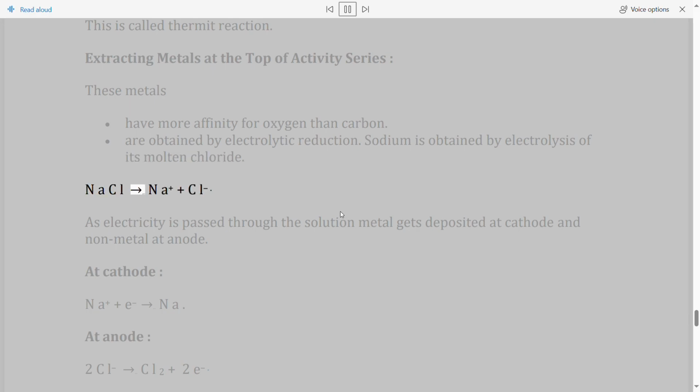NaCl gives Na+ + Cl-. As electricity is passed through the solution, metal gets deposited at the cathode and nonmetal at the anode. At the cathode, Na+ + e- gives Na. At the anode, 2Cl- gives Cl2 + 2e-.